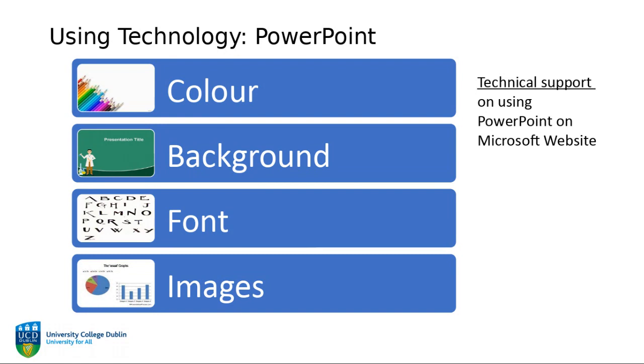And then also images, and I talked about this earlier with the visual aids. Make sure you don't have too many images on a particular slide, maybe one or two might be enough. If you need to include a couple to explain a process or something like that, spread them out over a couple of slides, because having one slide with let's say 10 or 12 images on it can be quite overwhelming for both you and the audience. You can also find some technical support on how to use PowerPoint for doing presentations on the Microsoft website as well.